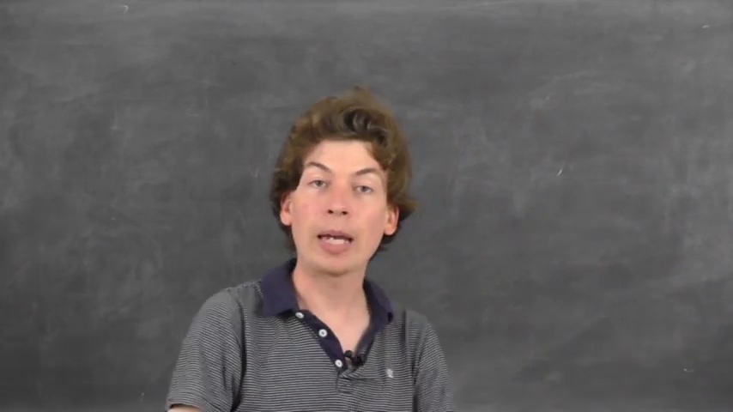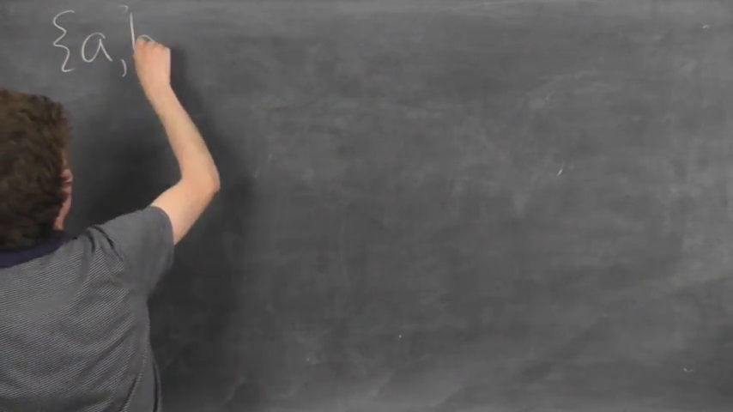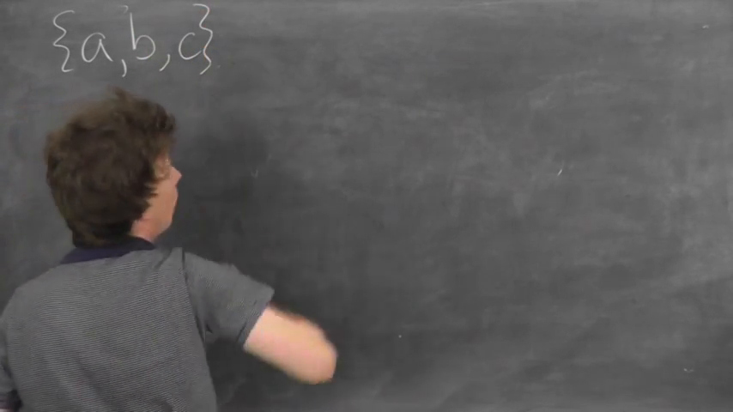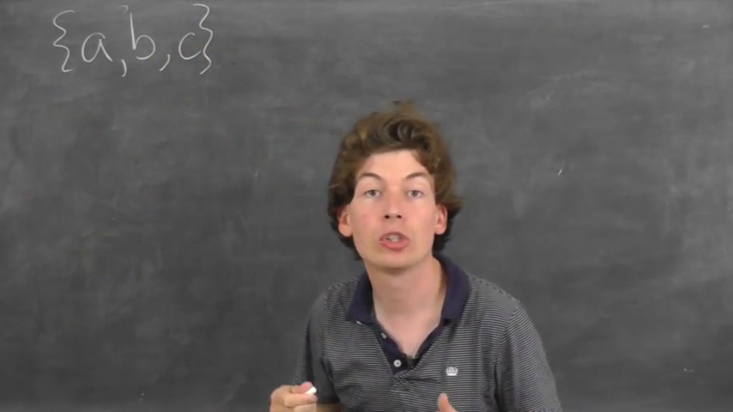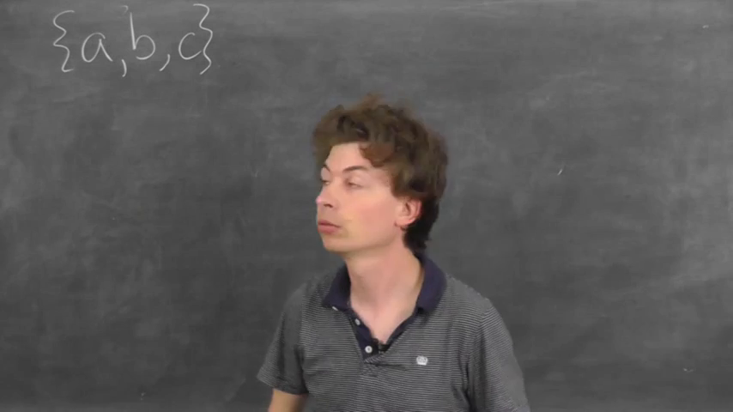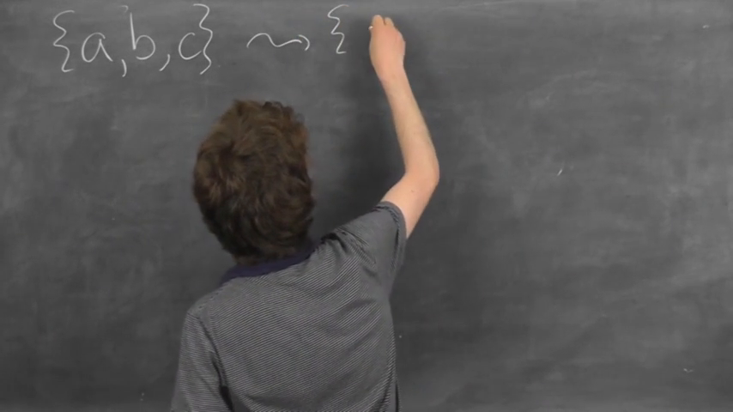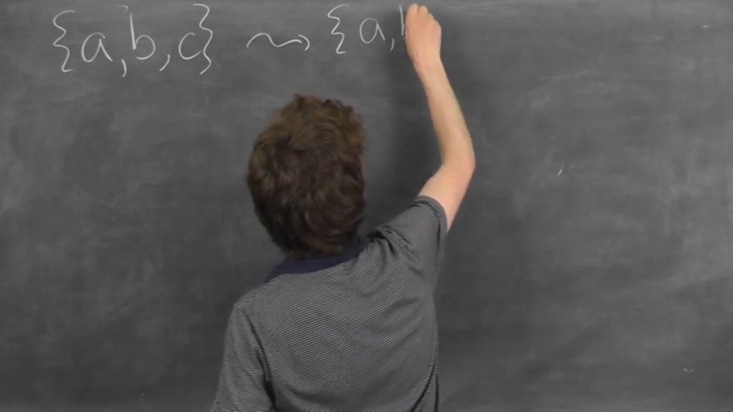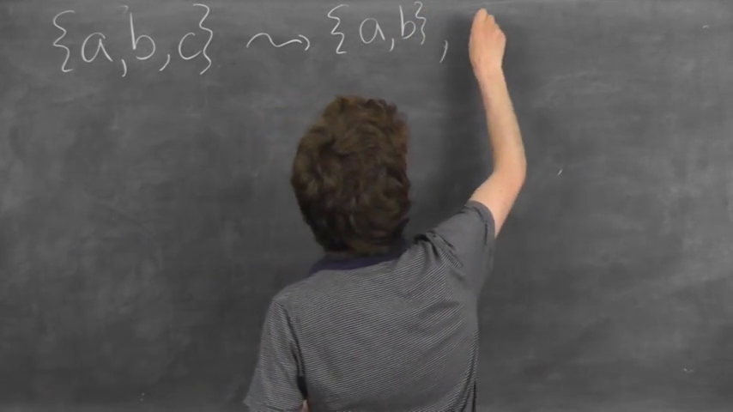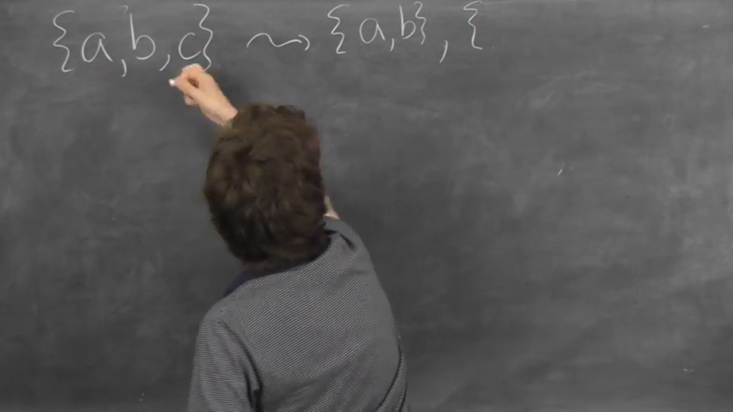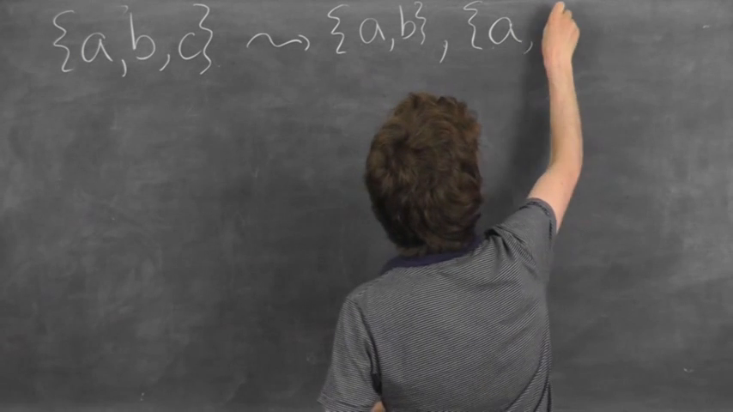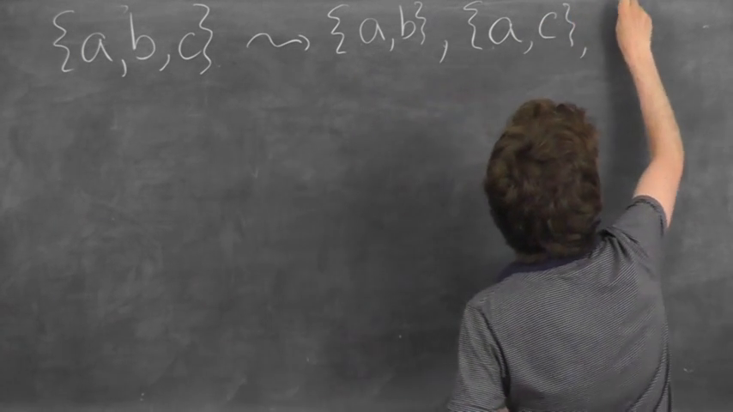So back to our original set. How many ways can we choose 2 elements from this set? Well, this is kind of easy, right? Of course, we can choose AB, AC, and BC.